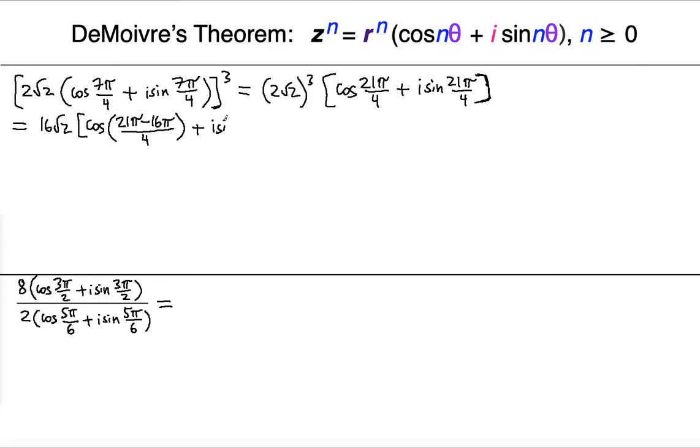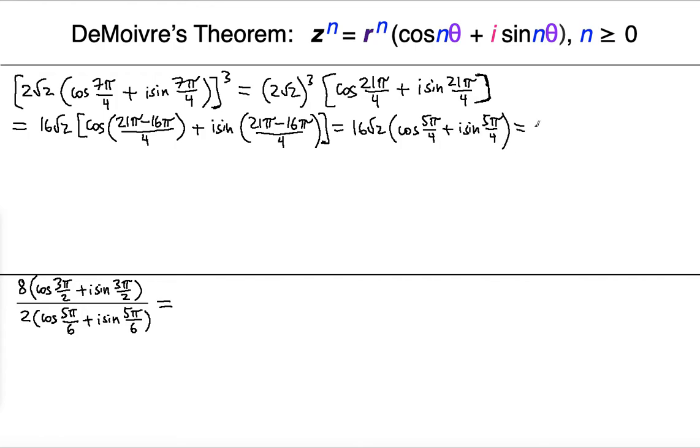So now for the sine, the same thing, 21 pi minus 16 pi divided by 4. And that's going to give us 16 radical 2 times cosine of 5 pi over 4, right? We know how to evaluate that. Plus i sine 5 pi over 4.